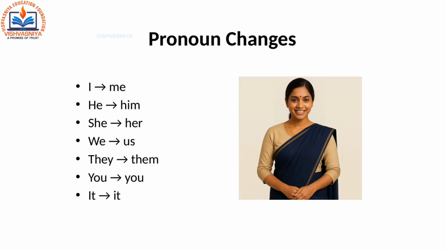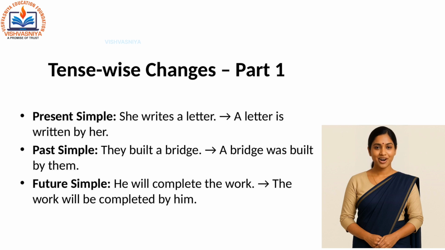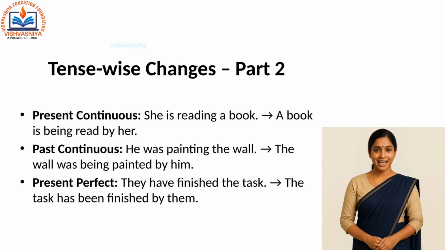Let's quickly look at the pronoun changes. For example, I in active becomes me in passive, he becomes him, she becomes her, and so on. Now let's see how voice changes tense by tense. In present simple, she writes a letter becomes a letter is written by her. In present continuous, she is reading a book becomes a book is being read by her. Notice the use of being with the past participle.